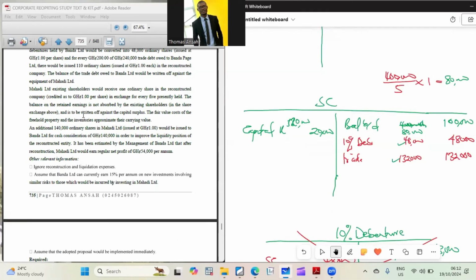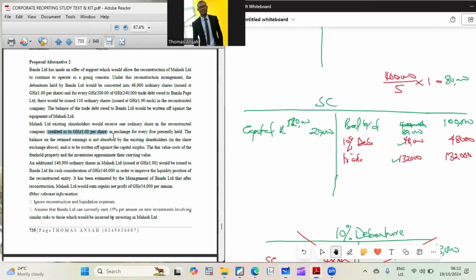And what else do we have? We've done up to where? This part. And it says that the balance on the retained earnings, we have taken care of that already. And it says that the fair value of the freehold property and the inventories are approximately their current value. So, of course, we have done that one too already. If there was a change, we would have done that.